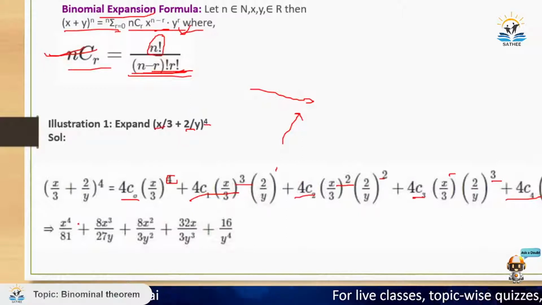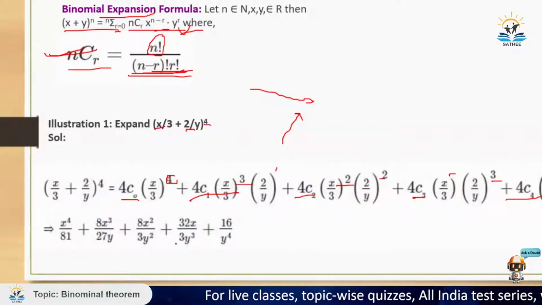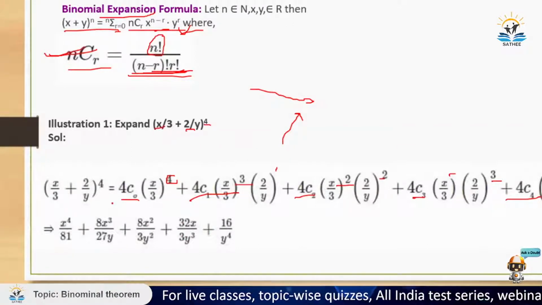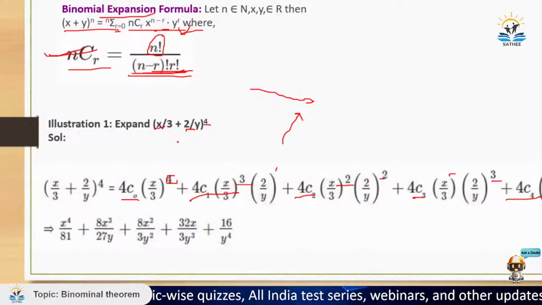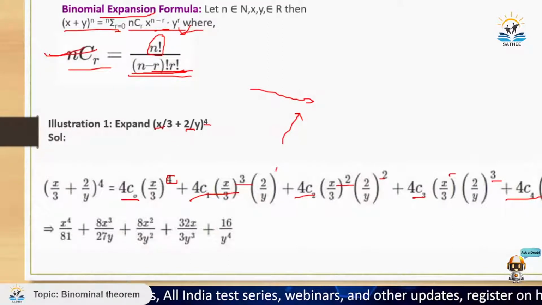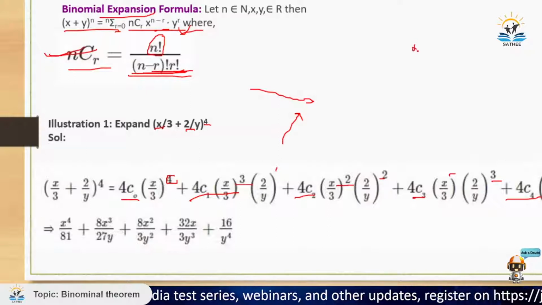You will get x power 4 by 81 plus 8x cube upon 27y plus 8x square upon 3y square plus up to 16 upon y power 4. And C0 is nothing but nC0, which is 4C0, which you can easily calculate using n factorial upon (n minus r) factorial into r factorial. Okay. And please remember one thing, nC0 is always equal to 1.